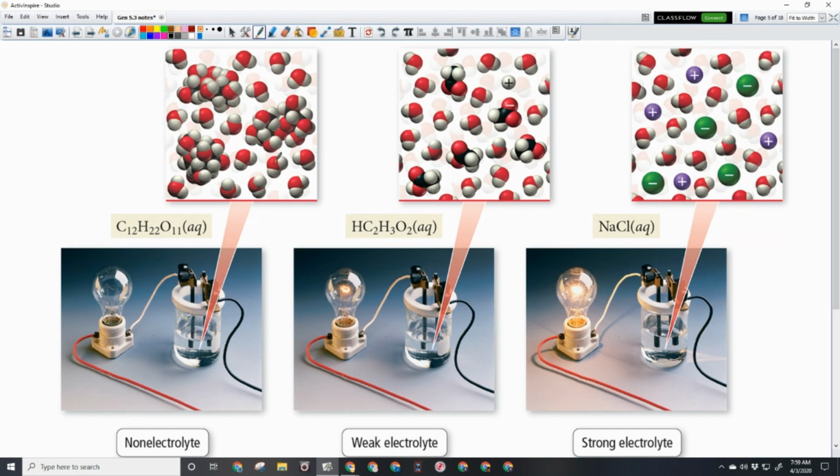So we have terms that we use that really aren't describing what's happening in the liquid. Like we say dissolve.